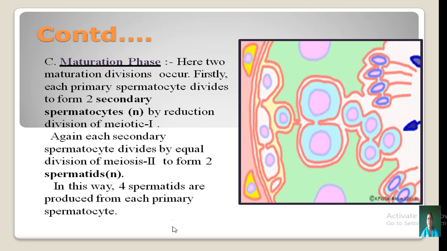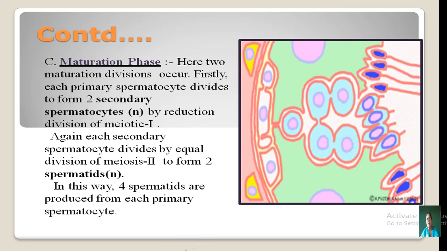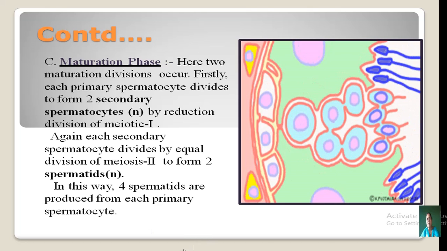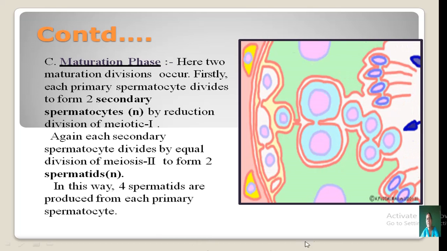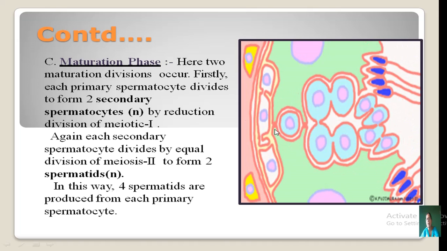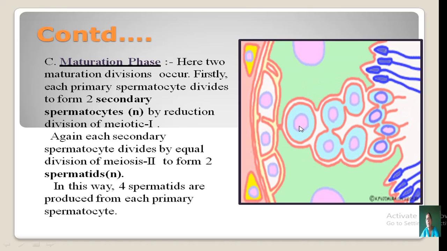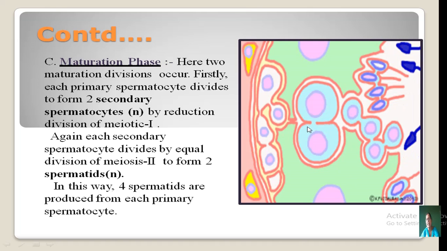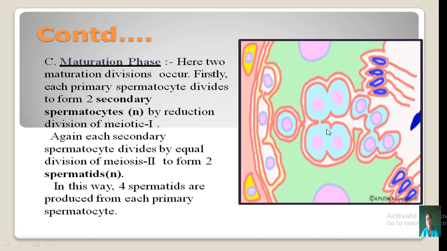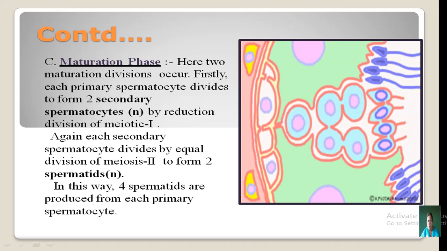In this animation, you can see the formation of spermatids and spermatozoa. From the outer surface, new cells are formed. The new cells undergo mitosis to produce the primary spermatocytes. Primary spermatocytes are converted to secondary spermatocytes. Secondary spermatocytes are converted to spermatids. You can see this in this animation.